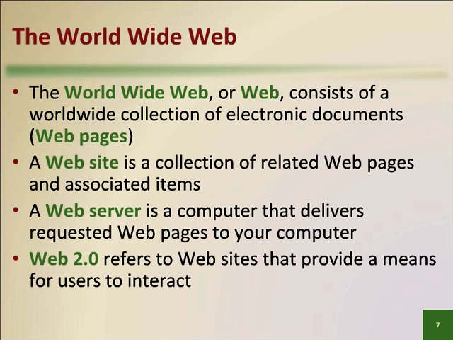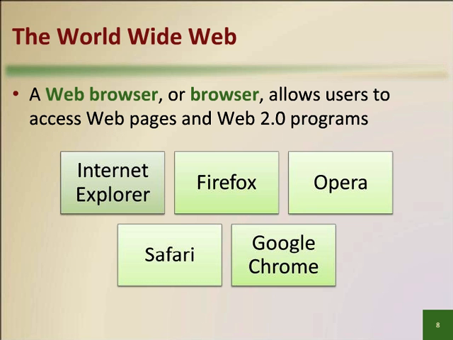The World Wide Web is one service on the Internet. The web is a collection of electronic documents called web pages. A collection of related web pages is called a website. The application software that allows you to view web pages is called a web browser.